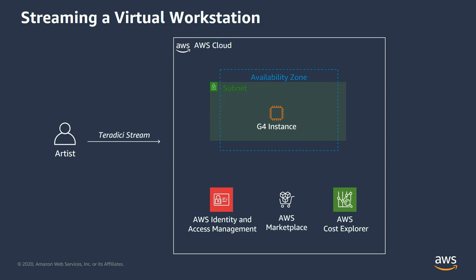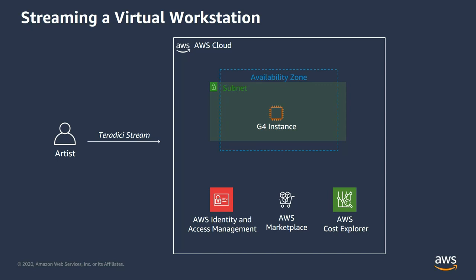Here's a diagram of what we'll be creating today. It's pretty simple. On the left is an artist who wants to connect to a virtual workstation to do content creation. On the right, inside AWS, is a single G4 instance. That's our high-powered GPU virtual workstation. It resides in a single availability zone and subnet for the AWS region that you choose.